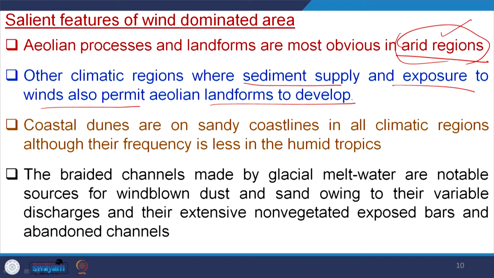Coastal dunes are on sandy coastlines in all climatic regions, although their frequency is less in the humid tropics. So, coastal areas are also affected by wind.